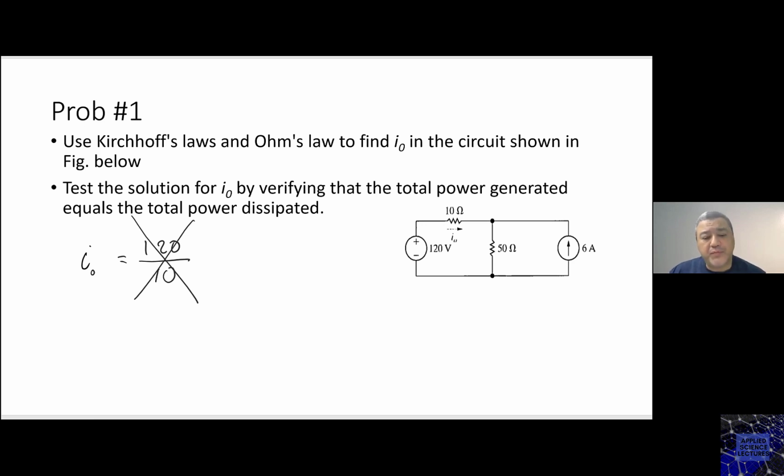Here you have two power sources. One of them is from a voltage type. The second one is from a current type. Both of them are contributing into inducing currents that are somehow distributed in those two resistors, right? So you have first to apply those laws and then find out what is the portion of the current contributed by each of those sources. So here we want to find I naught using KCL and KVL and Ohm's law.